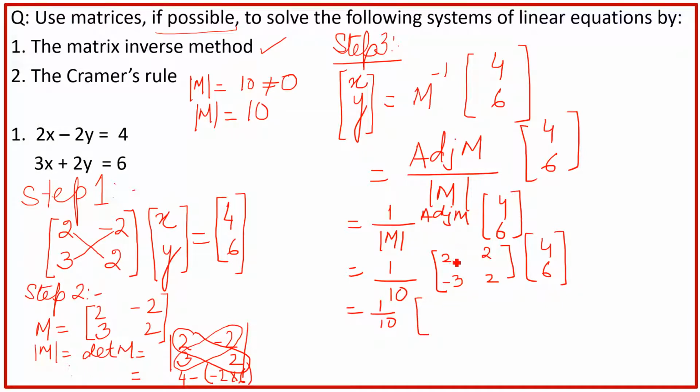Just multiply. Now we will multiply. So how will we multiply this row with this column? 2 multiplied by 4 plus 2 multiplied by 6.